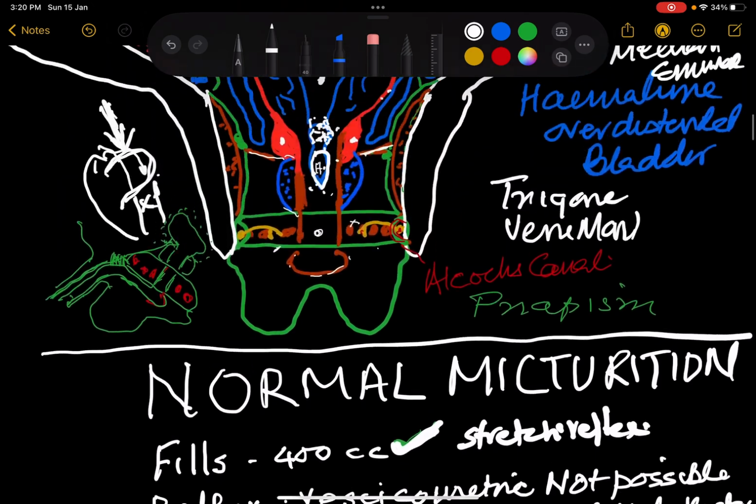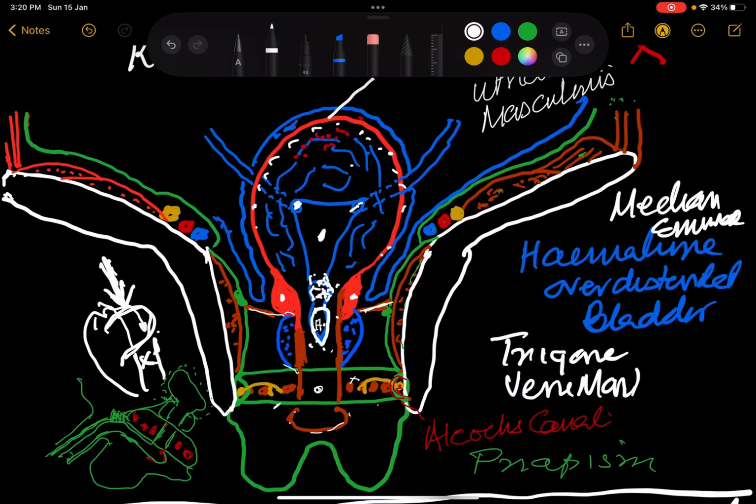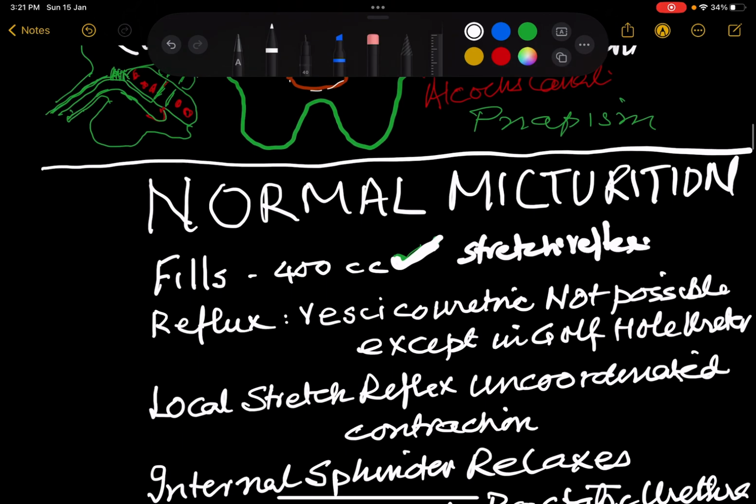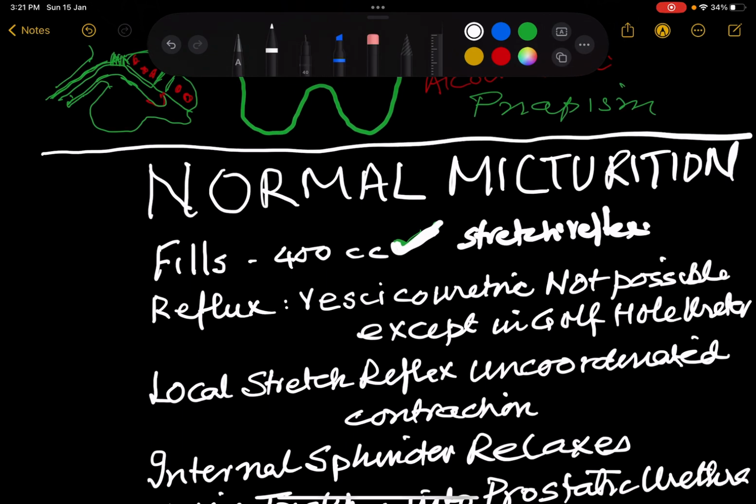But the urine would not go back into the ureter because the ureters cross the muscle obliquely. And as the bladder muscle contracts, the ends of the ureter are obliterated. So there is no vesico-ureteric reflux normally. But if the lower end of the ureter gets fibrosed, as in tuberculosis, then this is called the golf hole ureter, and it will permit a vesico-ureteric reflux.